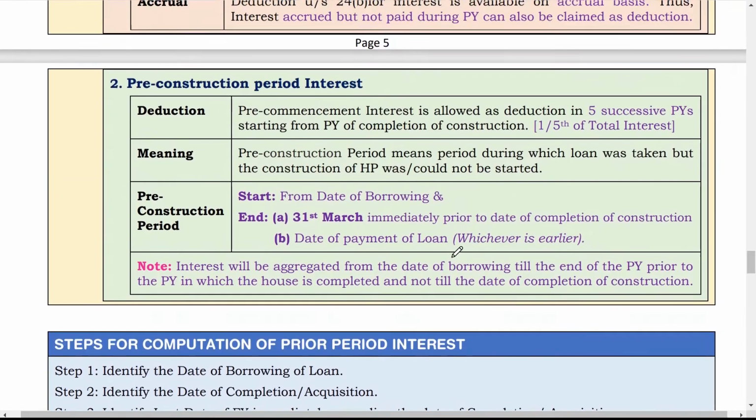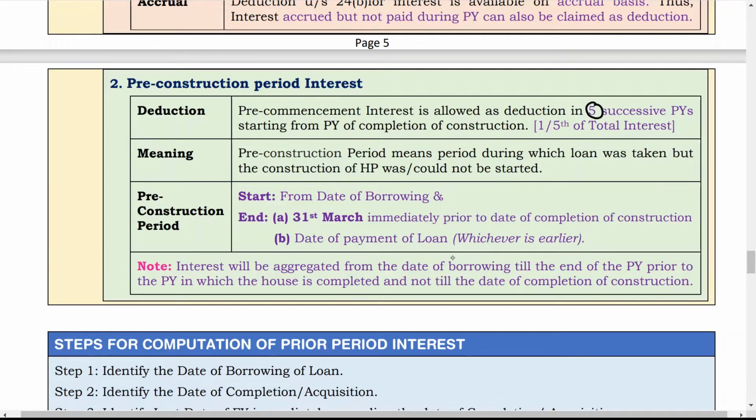Now, what is the deduction for pre-construction period interest? Pre-commencement interest is allowed as a deduction in 5 successive previous years, starting from the previous year of completion of construction, that is, 1/5 of the total interest. Now we have to understand this with one example, then only will you be in a position to get the answer.